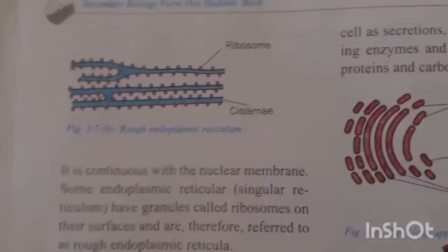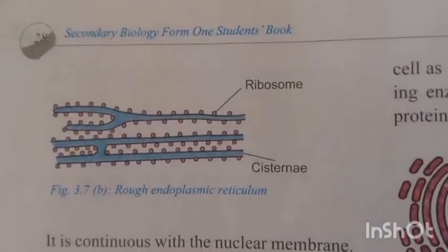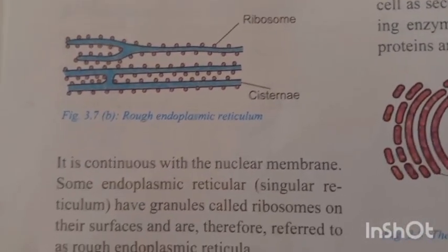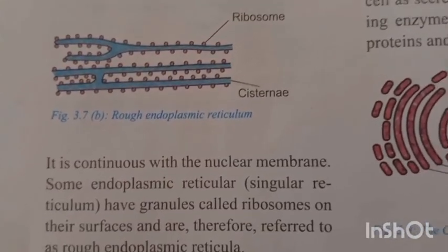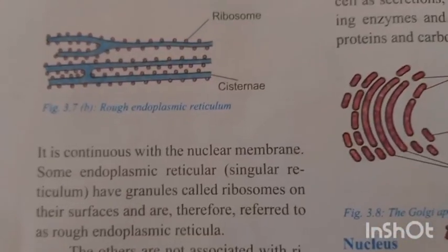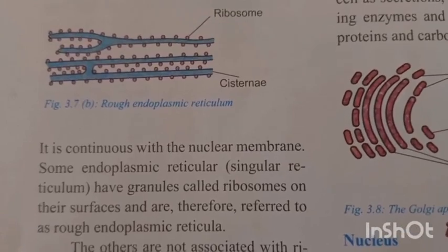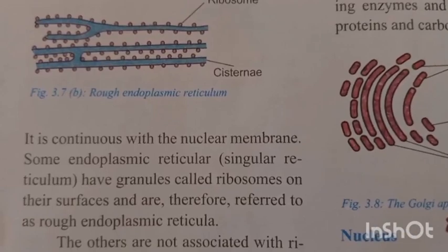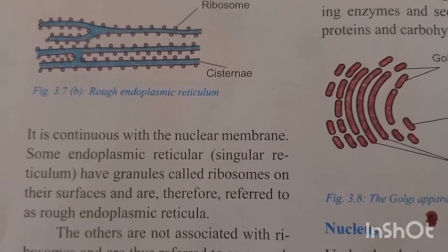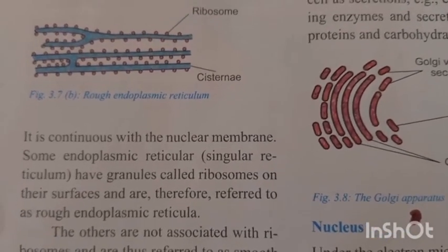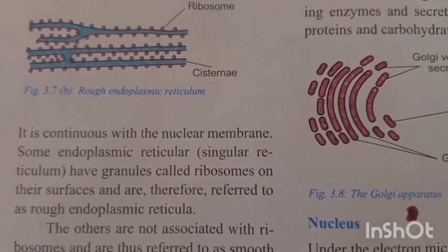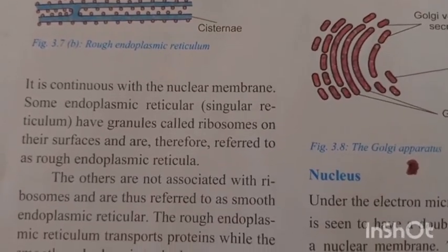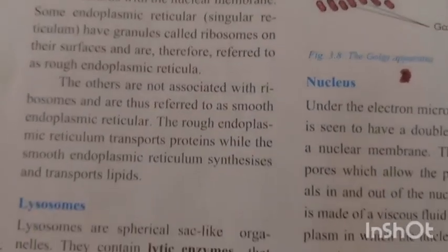Then the rough endoplasmic reticulum, they look like this. They have ribosomes on their walls. Their function is to transport proteins that are synthesized on their walls. Remember, the ribosomes are used for manufacture of protein. So with ribosomes being on the walls of the rough endoplasmic reticulum, they make proteins, and then the rough endoplasmic reticulum transports those proteins that are synthesized on their walls.